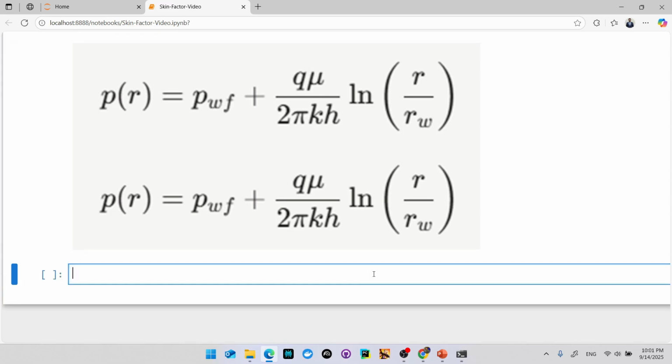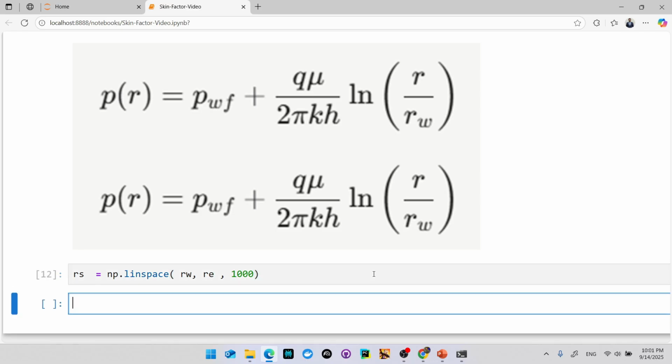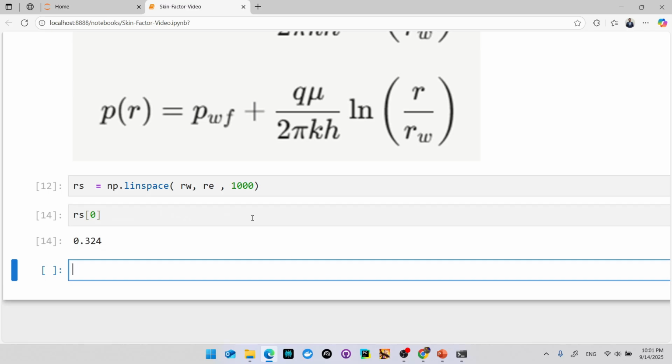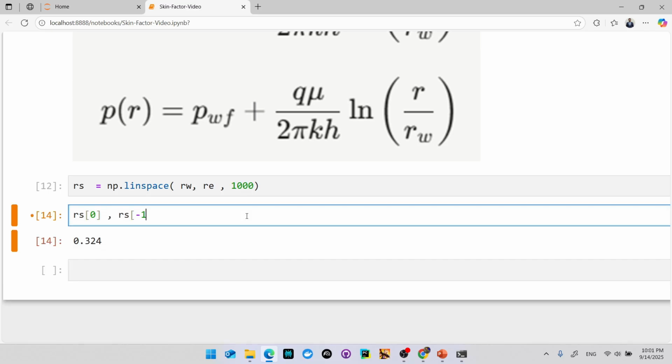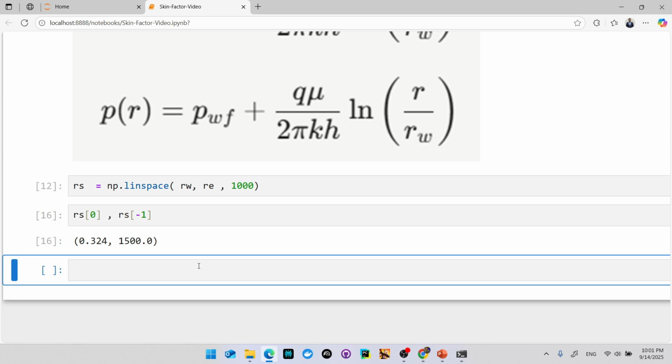Let's define the points that we will estimate the pressure at, which is going to be the radius point. I'm going to create an array, np.linspace from RW to RE. So the first point of the array is going to be RW and the last point is going to be RE. And I need 1000 equally spaced points from RW to RE. If we print the first value of this array, it is going to be the RW, and the last value is going to be the reservoir radius.